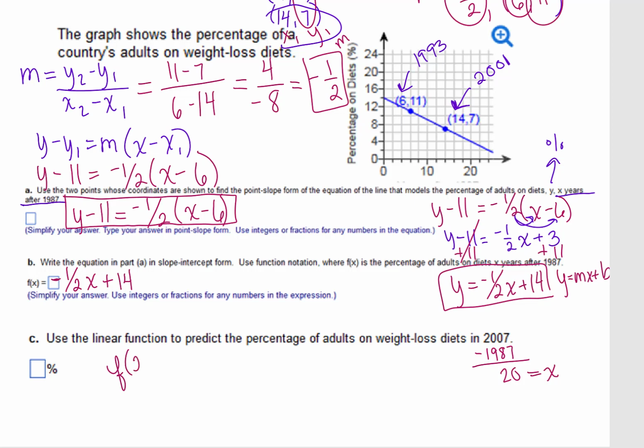We plug this in, so f of 20, because that's my input, will be negative 1/2 times 20 plus 14. Solve that out. We get negative 10 plus 14, and then, oops, sorry, that was supposed to be an equal sign, we get 4. So in 2007, approximately 4%, according to this function, of adults would be on weight loss diets.